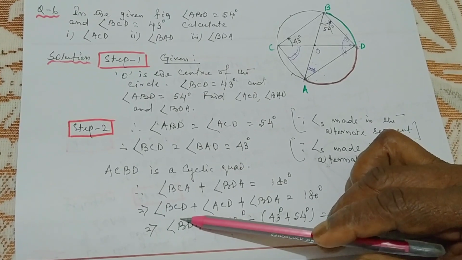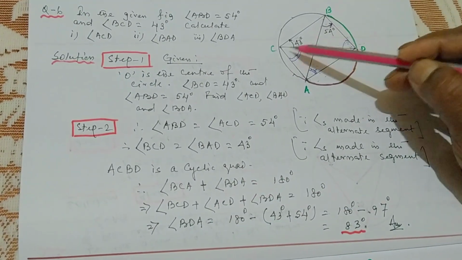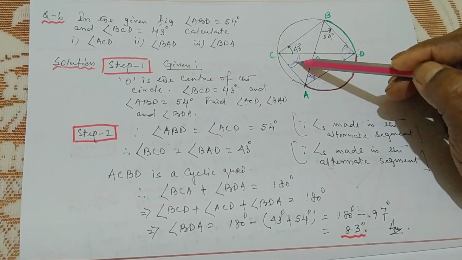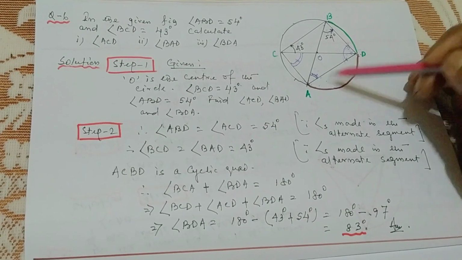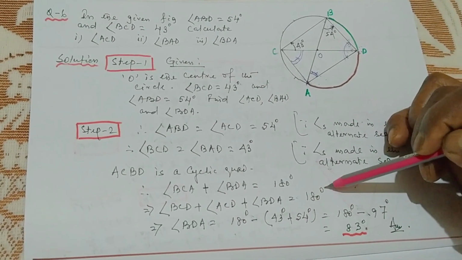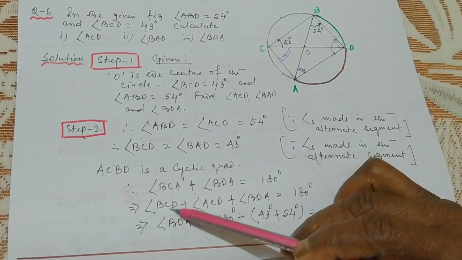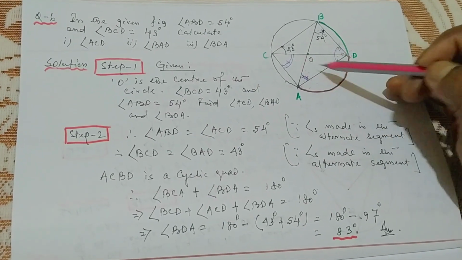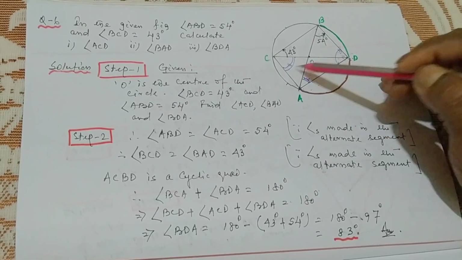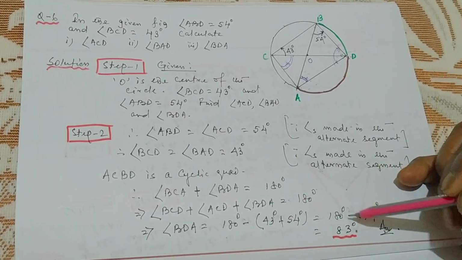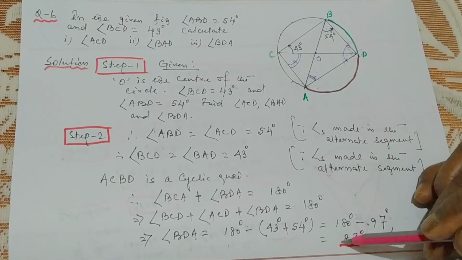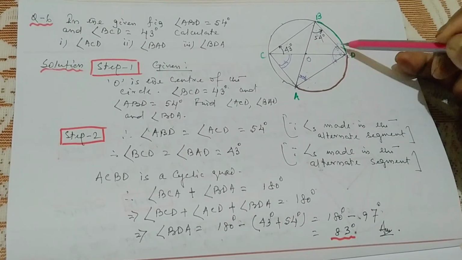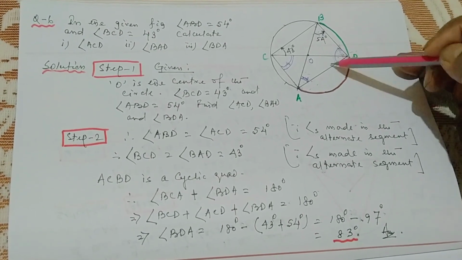So angle BCD, this angle, plus angle ACD, this angle, plus angle BDA, this angle equal to 180 degree. So we have to calculate the angle BDA. Angle BDA is equal to 180 minus 43 plus 54. इन दोनों एंगल की वैल्यू माइनस कर देनी है। So naturally 180 minus 97, that is equal to 83 degree. That means the value of angle BDA, this is equal to 83 degree.